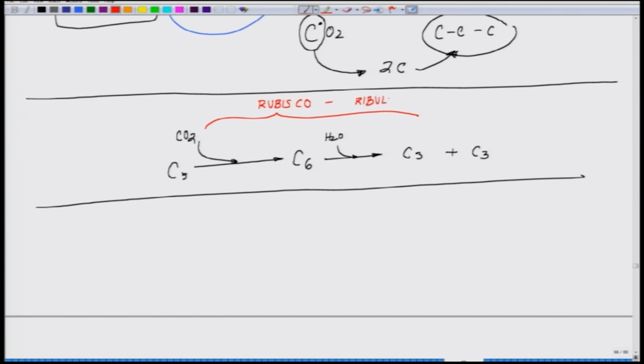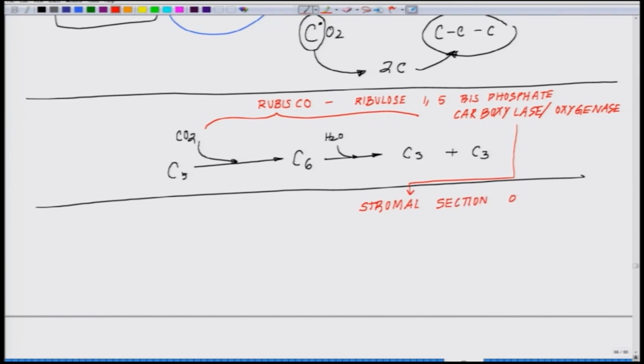ribulose 1,5-bisphosphate carboxylase and oxygenase, and we will come to why I am mentioning it like that. Carboxylase slash oxygenase. This is one of those enzymes which is located, if you remember the structure, on the stromal section of the thylakoid membrane. A little later we will talk more about it.